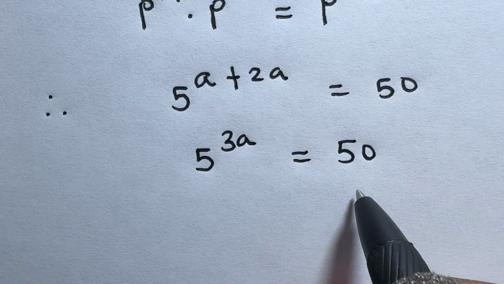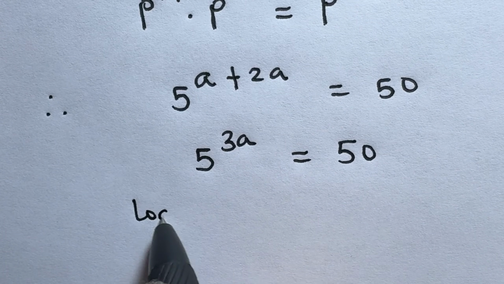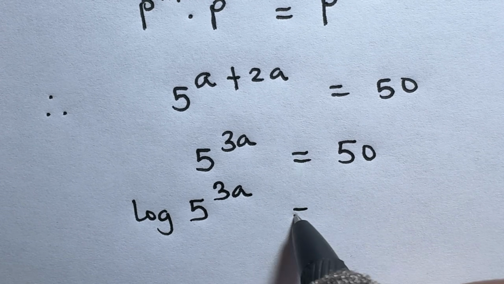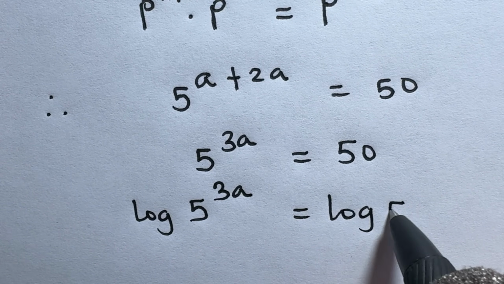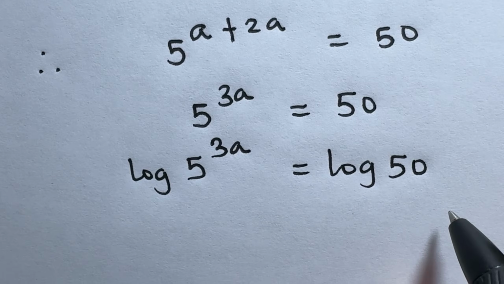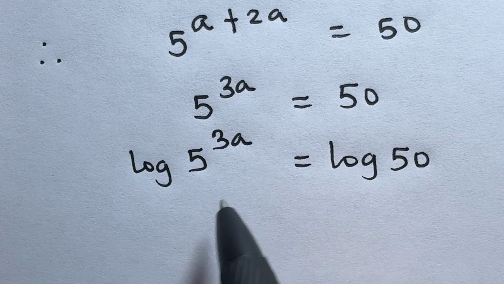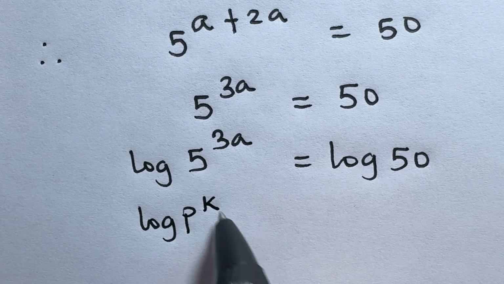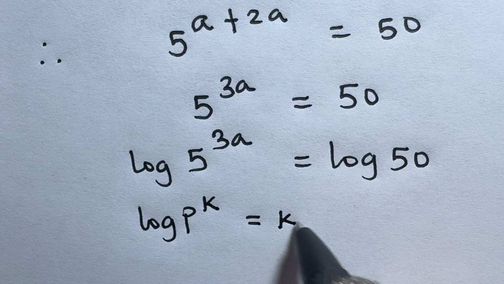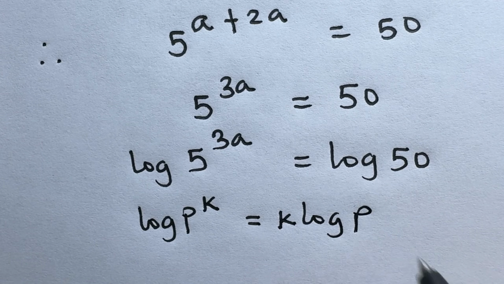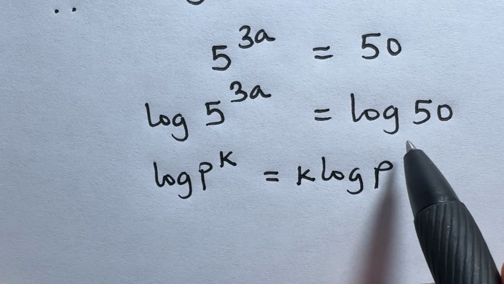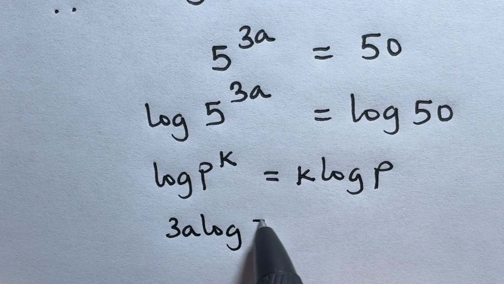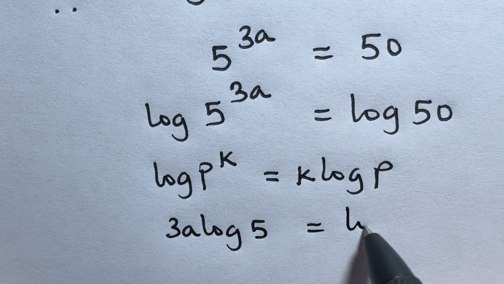This is an exponential equation. I'm going to take the logarithm of both sides. So log 5 raised to power 3a is equal to log 50. Log 5 raised to power 3a is of the form log p raised to power k, and by law of logarithm, this will give us k times log p. So that the equation becomes 3a times log 5 is equal to log 50.